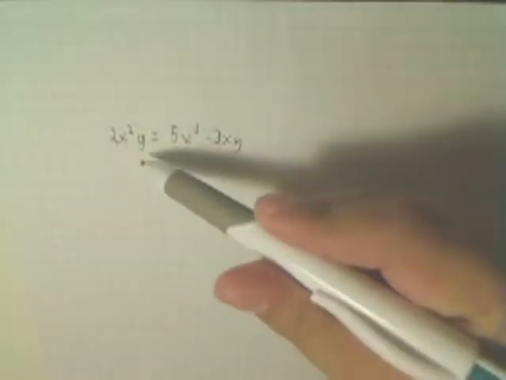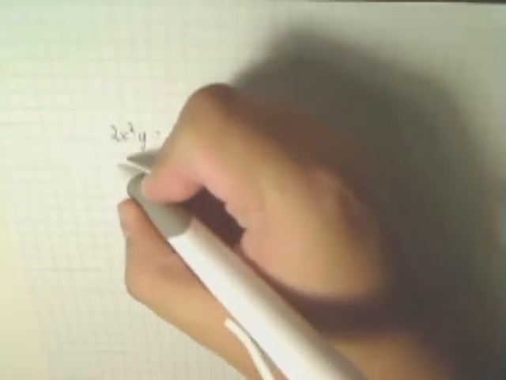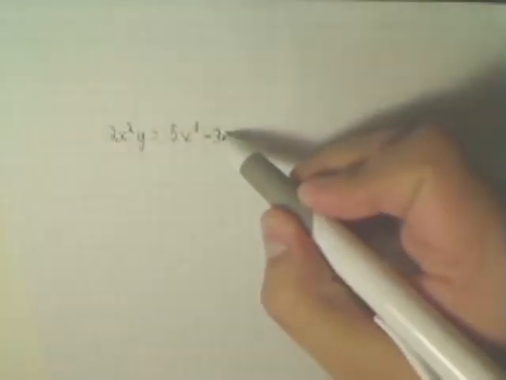We are given the problem. Use implicit differentiation to find dy dx in terms of x and y. The function we are given: 2x squared y equals 5x to the third minus 3xy. So we have to differentiate everything. I would first separate the coefficients from wherever we have to use product rule.